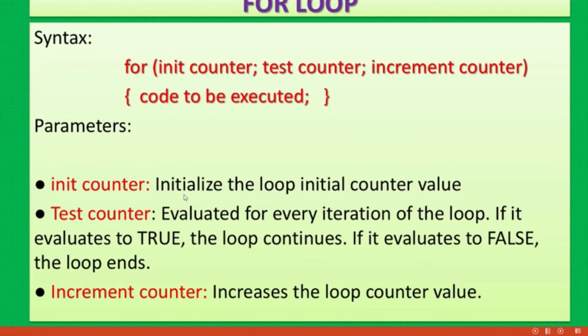Init counter is nothing but the initialization value for the loop. Okay, initialize the loop's initial counting value. Second one is the test counter. It is evaluated for every iteration of the loop. Iteration means repetition. So every time the loop runs, this test counter checks the condition, whether 1000 has been reached or not. Because it is a machine, it cannot think anything of its own. Computers do not have natural intelligence. So it cannot think and do anything.